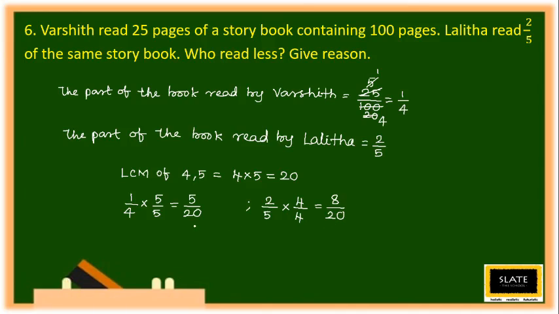Now can we compare both? Yes, when denominators are the same, we need to compare the numerators. So what we can say? Therefore we can say 5 by 20 is less than 8 by 20. So 5 by 20 is the part read by Varshit. So who read less? Therefore Varshit read less. So this is the answer. Clear everyone? Okay. Next problem.